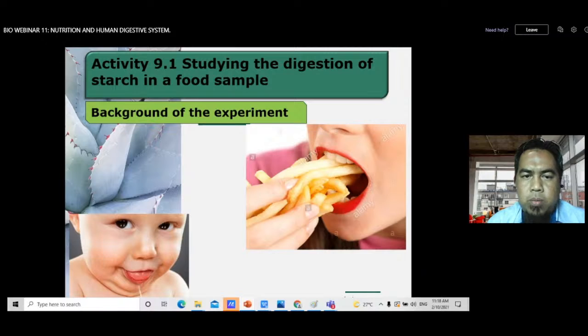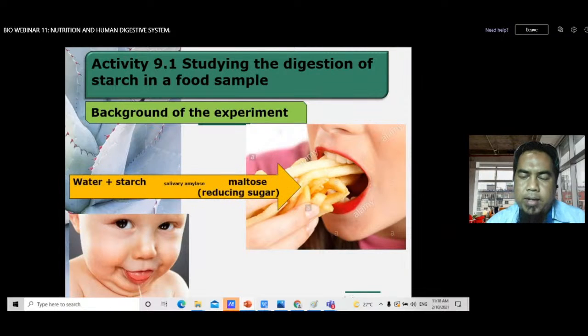Okay, so before we start the experiment, you should know about the background of the experiment. For activity 9.1, studying the digestion of starch in a food sample. Cikgu Mia already taught you about the digestion that occurs in your mouth. In your mouth, starch will hydrolyze with the help of salivary amylase to produce maltose. Here maltose is a reducing sugar. So in this experiment, we will use Benedict test to test the presence of reducing sugar.